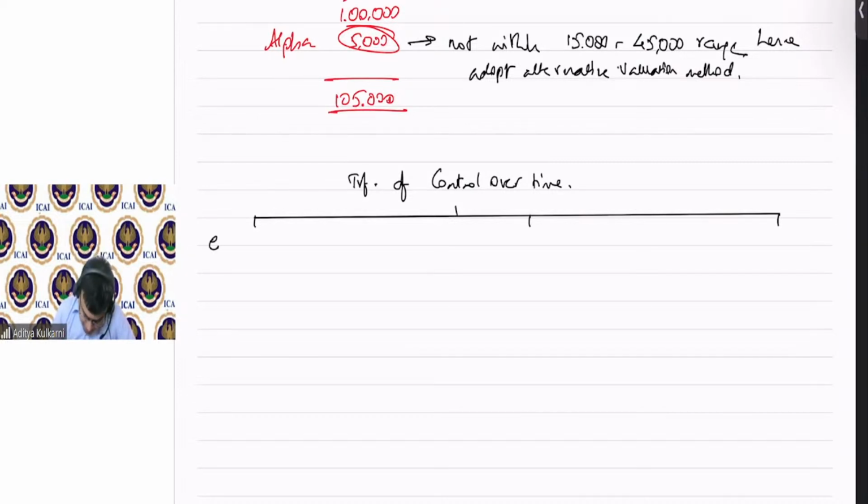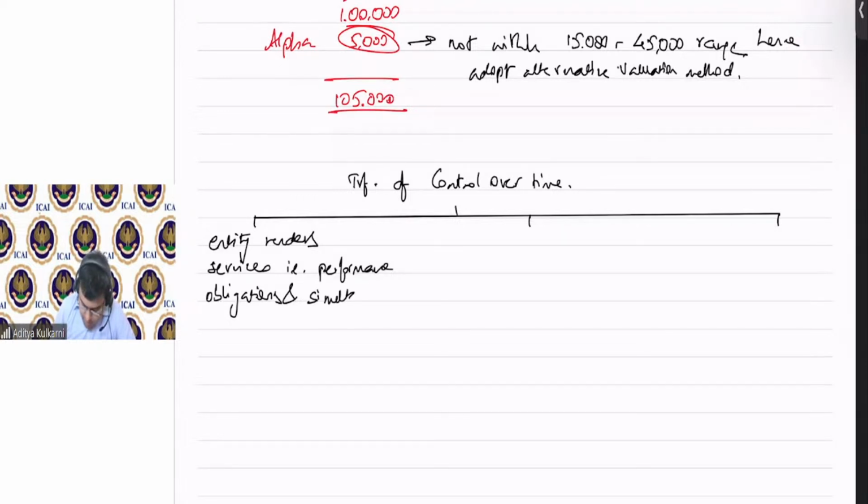First one: the entity renders services, that is, performance obligations, and simultaneously the consumer or customer consumes the benefits by such performance.